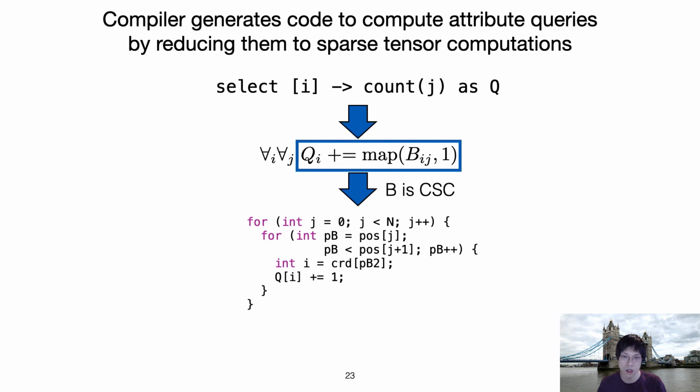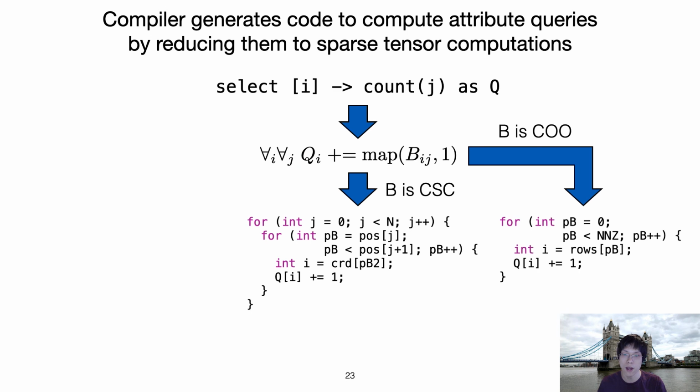On the other hand, if B is instead stored in the COO format, then Taco can apply the exact same procedure, but this time using specifications that describe efficient iteration over a COO matrix, in order to generate code that efficiently computes the same query for COO matrices.